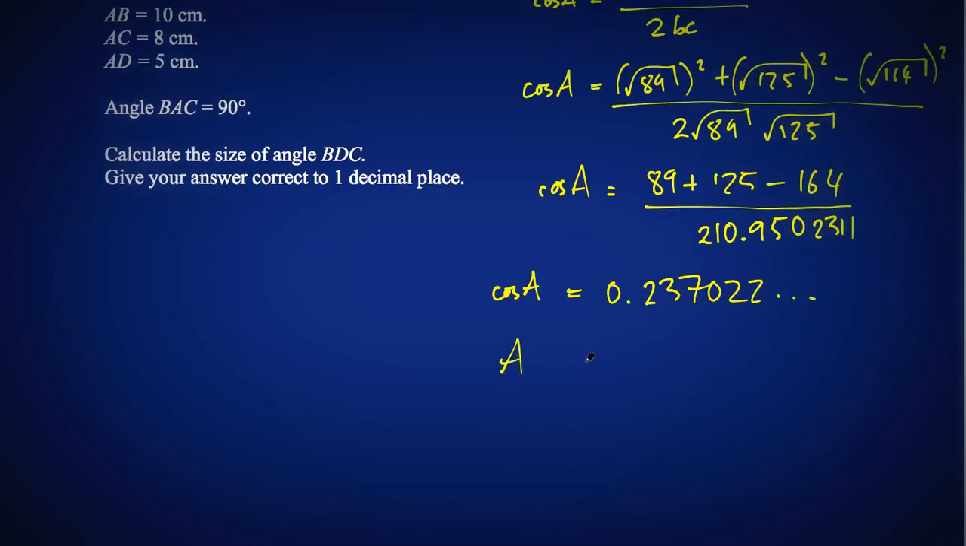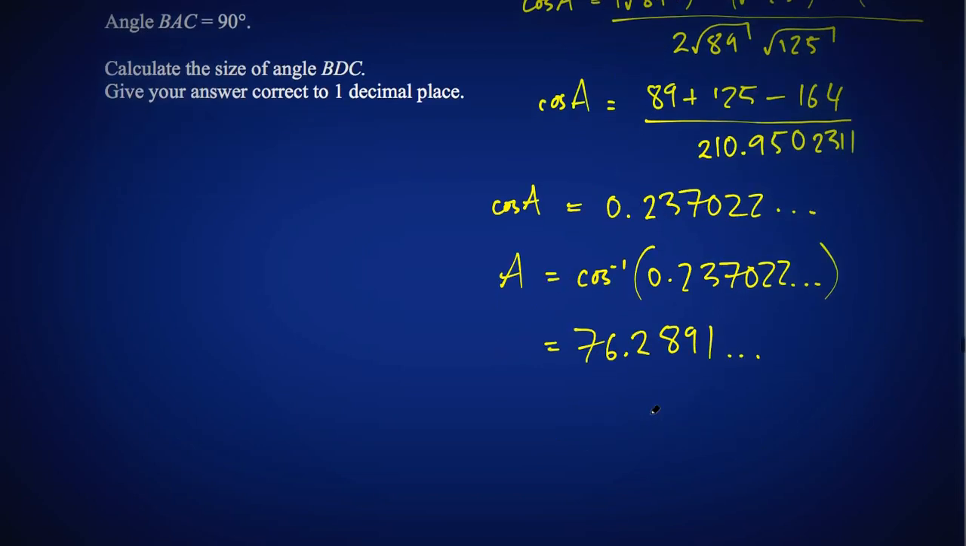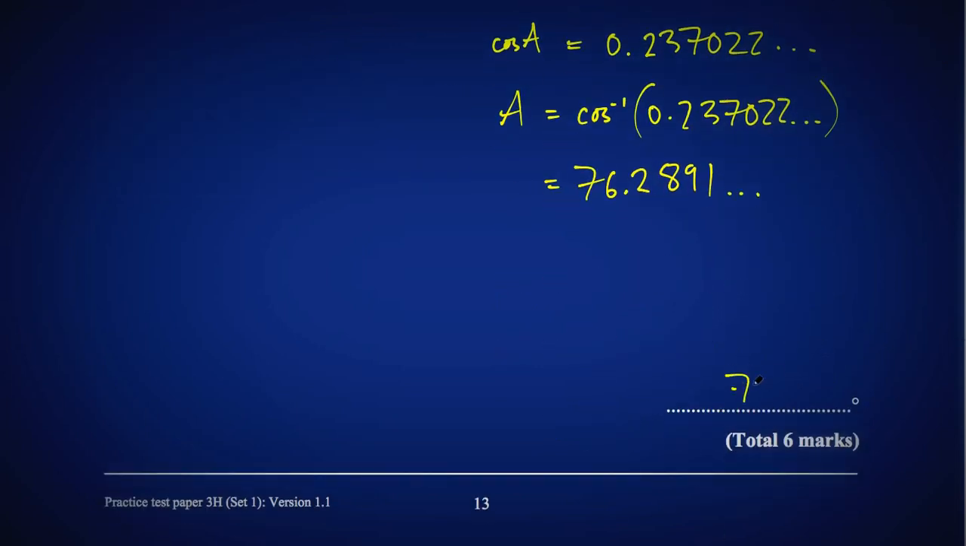So A is cos to the minus 1 of that number, and that equals 76.2891, and again I'm going to write that down just so that in case I make a mistake with rounding, I've got the original answer from my calculator to make sure I get that mark, and then round it to correct to one decimal place is 76.3 degrees.